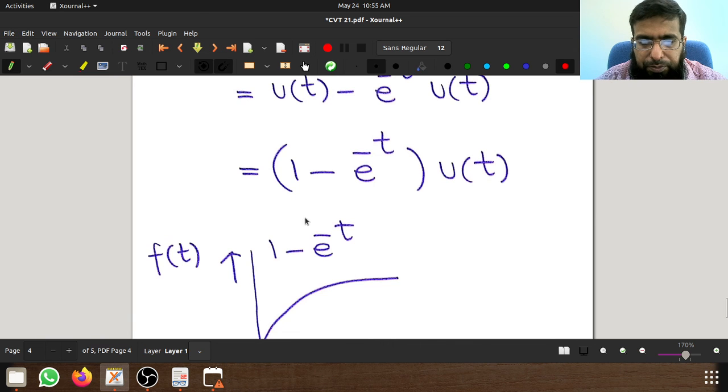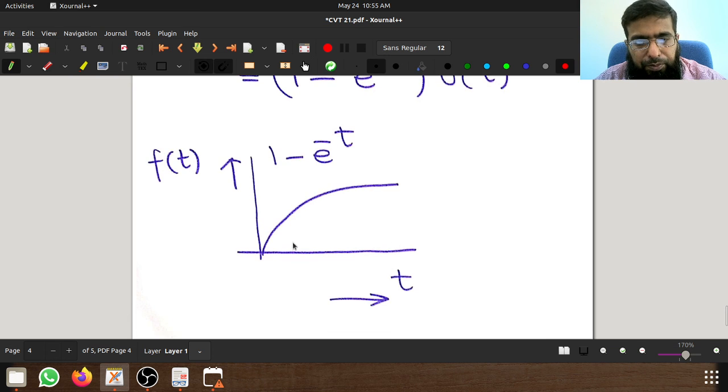So this is how, with the help of partial fraction, we can compute the inverse Laplace transform, and we can plot it like this.